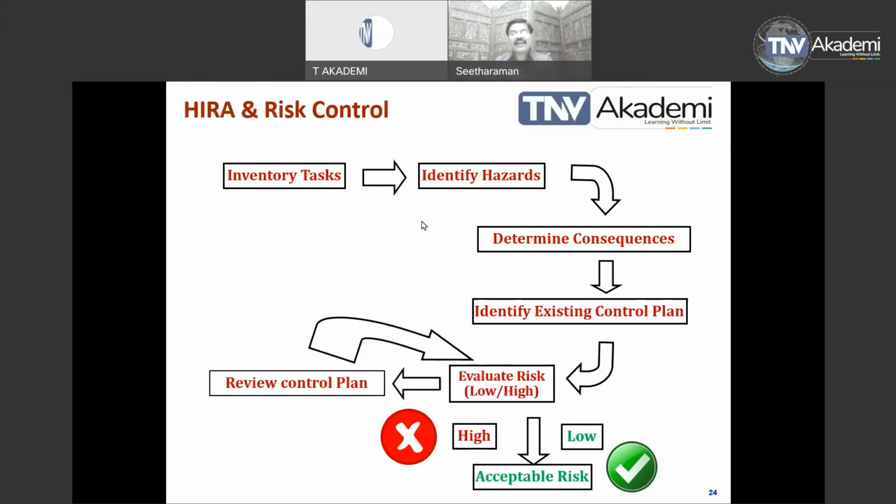If it is low, we call it acceptable risk, and that person is eligible to work in that area because the risk is assessed as acceptable risk or tolerable risk. We are never saying risk is zero. We are saying it is acceptable.